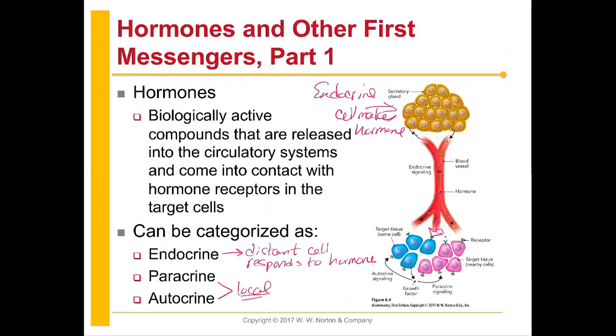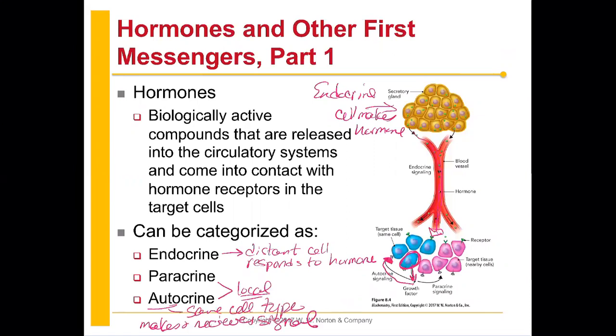Then you can have things that are paracrine and autocrine, and these are local. So a local cell is going to make it. And there are 2 different ways that locally that can happen. The first one I'm going to talk about is autocrine. Autocrine means that one cell, this blue cell right here, makes a hormone. It comes out into the extracellular environment, and the same cell type picks it up. So autocrine, same cell type, makes and receives signal, right?